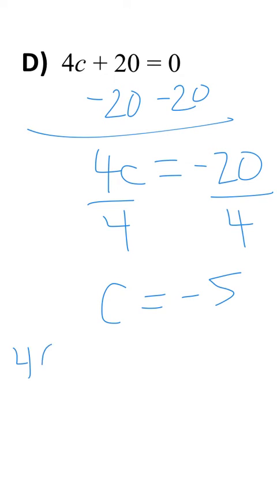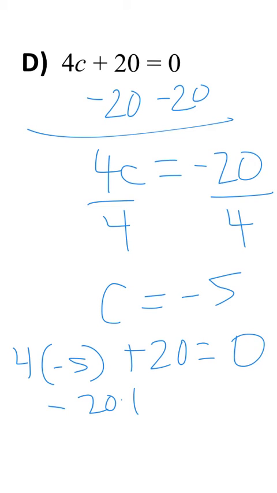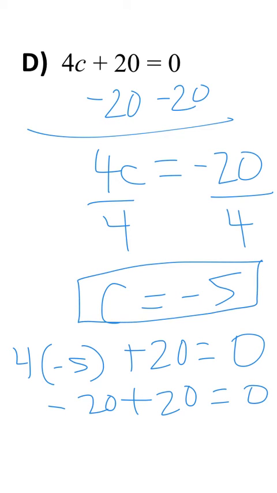So let's double check our solution to make sure we are correct. So we go 4 times negative 5 plus 20 equals 0. 4 times negative 5 is negative 20. Negative 20 plus 20 equals 0. So therefore, that is a true statement. c really does equal negative 5.